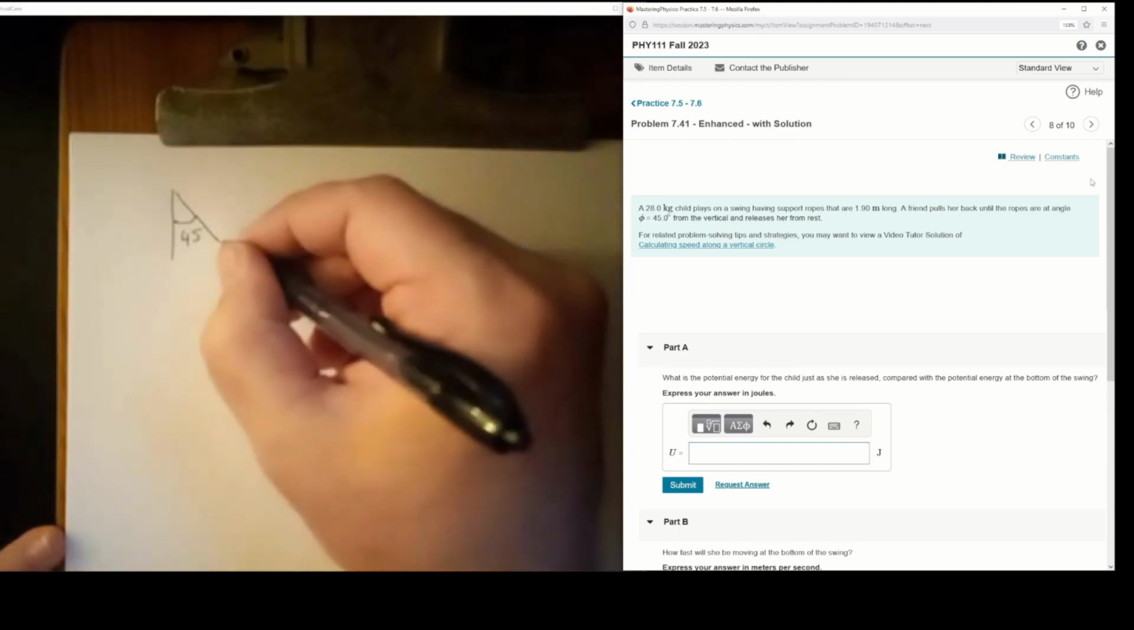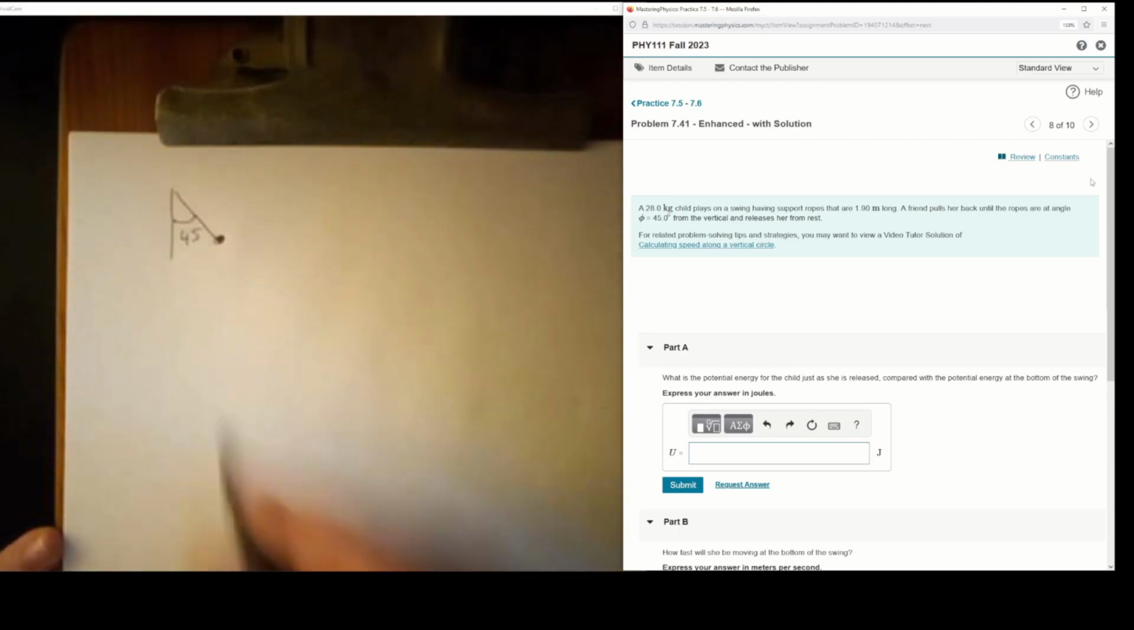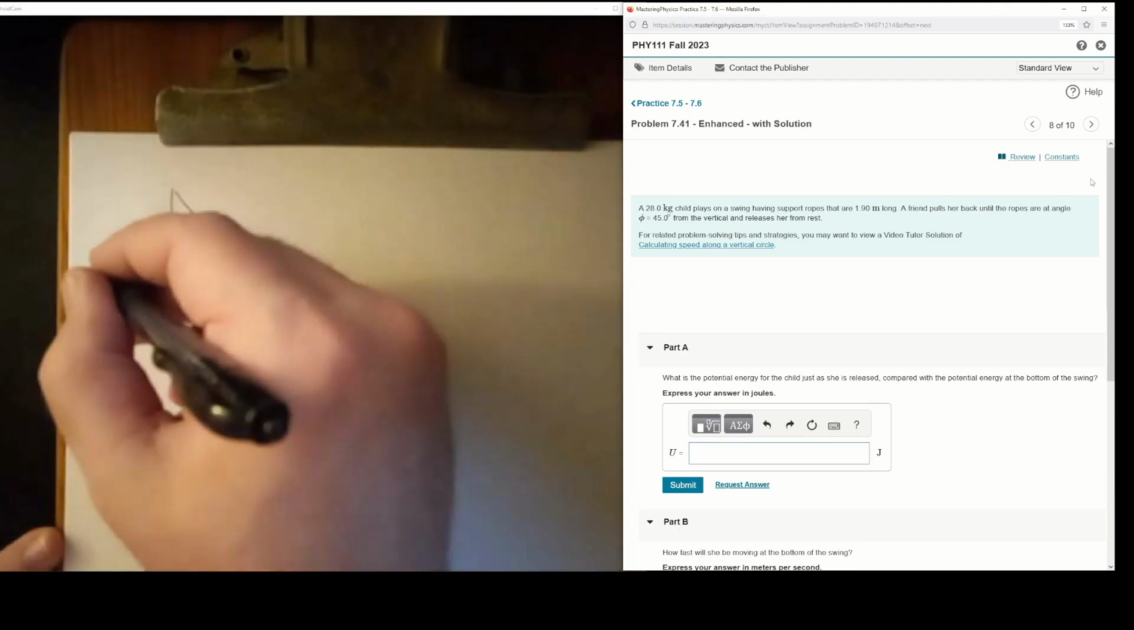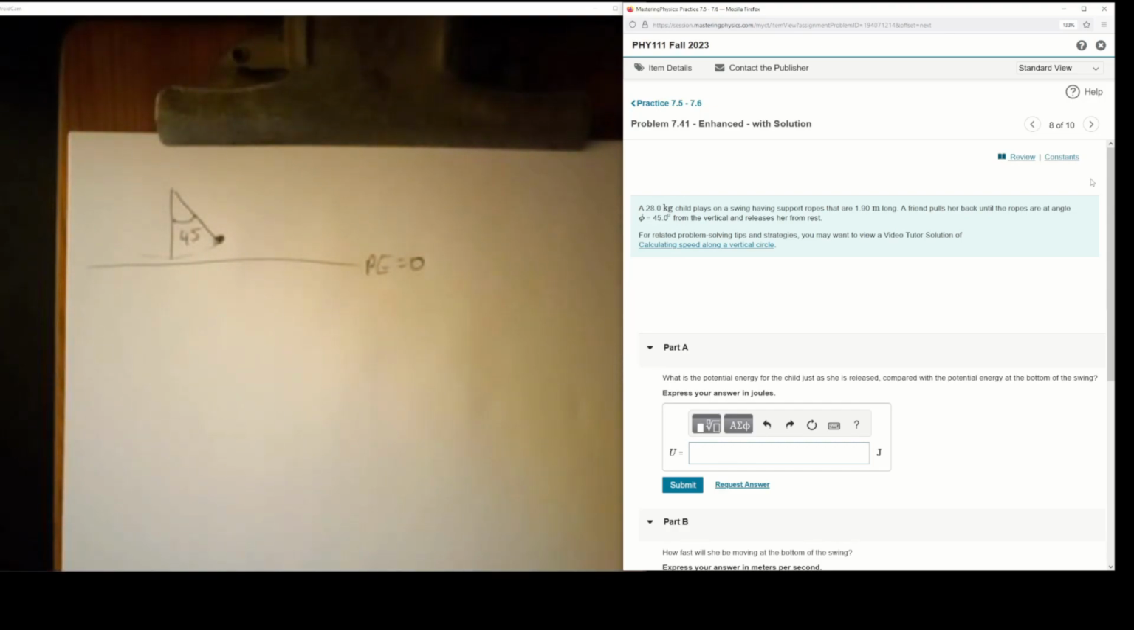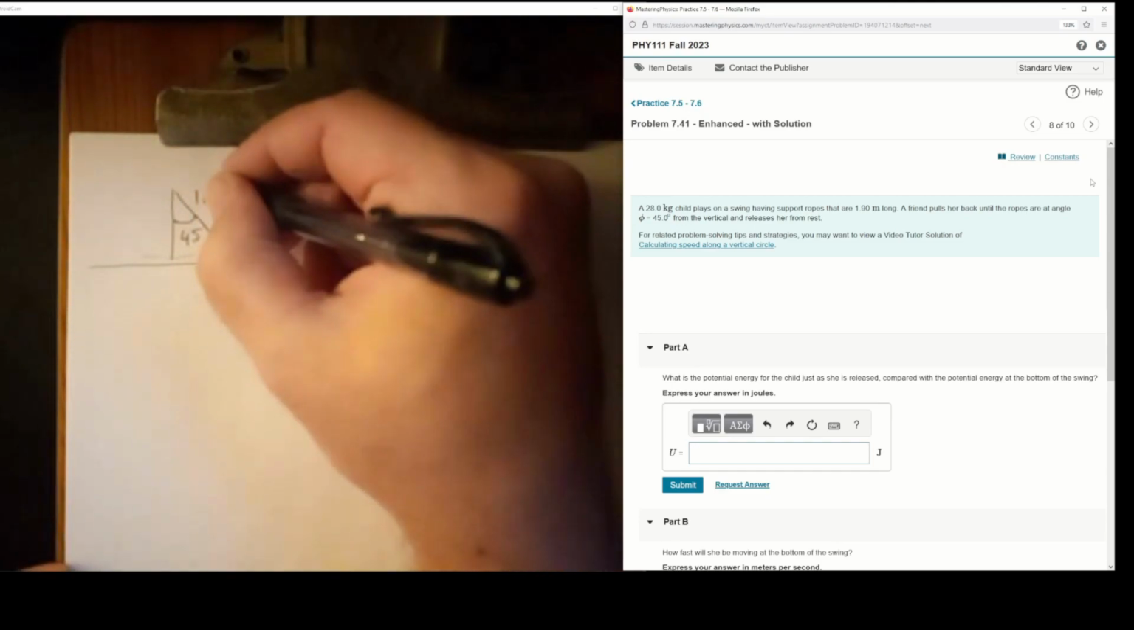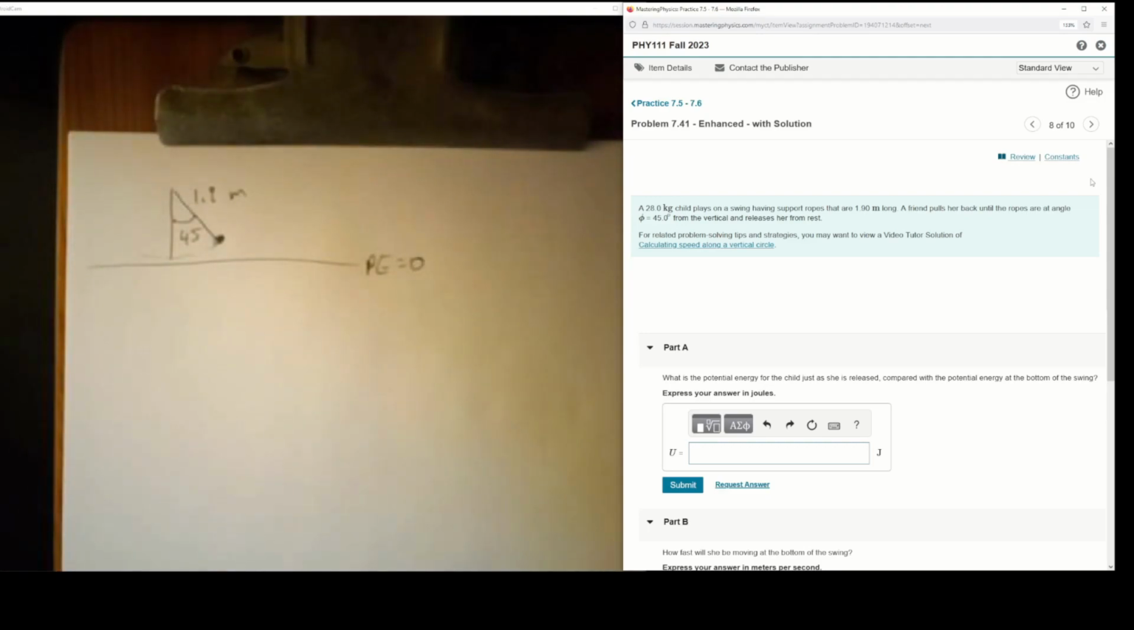So she's being pulled back. So she's right here. You know, a swing, how you swing around back and forth. So she's pulling back. Here's our ground level. Call that our potential energy 0. And the rope is 1.9 meters long, this rope.